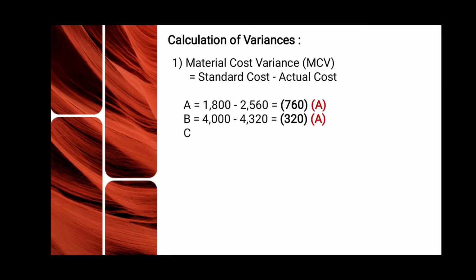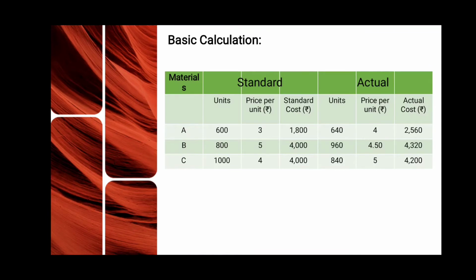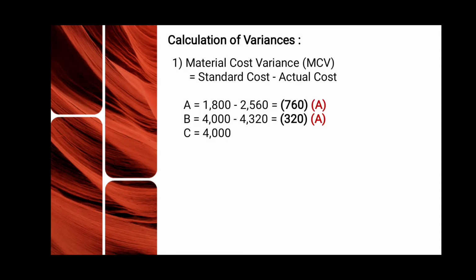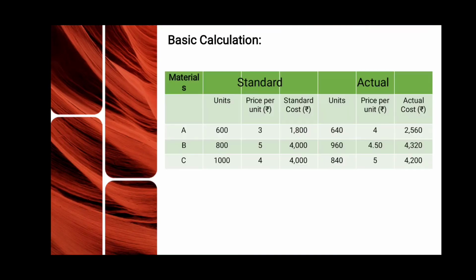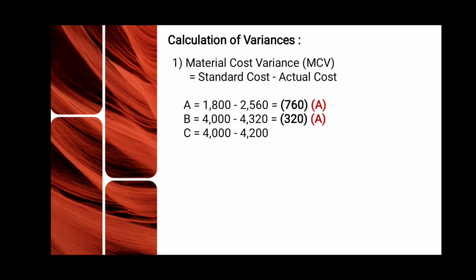Next, for material C, standard cost is 4000 minus actual cost is 4200, which will be equal to rupees 200, which is negative. So we'll mark it as A, that is adverse. So the total amount will be rupees 9,800 minus 11,080, which will be equal to rupees 1,280, that is negative. So we'll mark it as A.